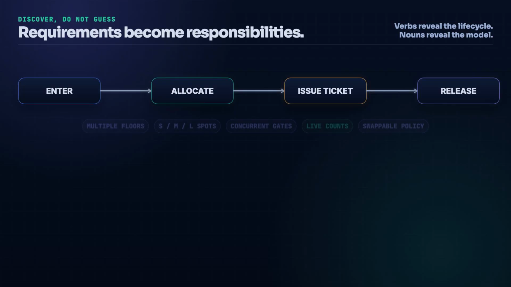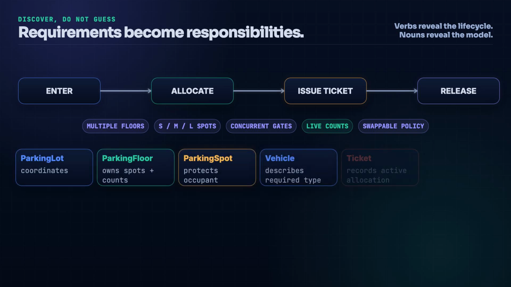Now add the constraints. The lot has several floors. Spots are small, medium, or large. Entry and exit gates work concurrently. Availability is shown per floor and per type. And the allocation rule may change from one parking site to another. The nouns suggest parking lot, parking floor, parking spot, vehicle, and ticket.